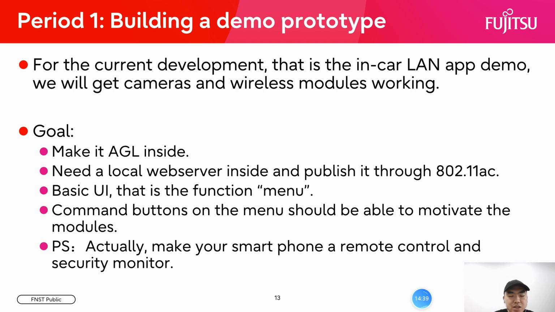Make it AGL inside, of course. I need a local or web server inside, and I'm going to publish it through the 802.11ac chip on the Raspberry Pi, and it should provide a basic UI for the function menu. And command buttons on the function menu should be able to activate the modules. Actually, I'm making something that helps you use your phone as a remote control and a security monitor.